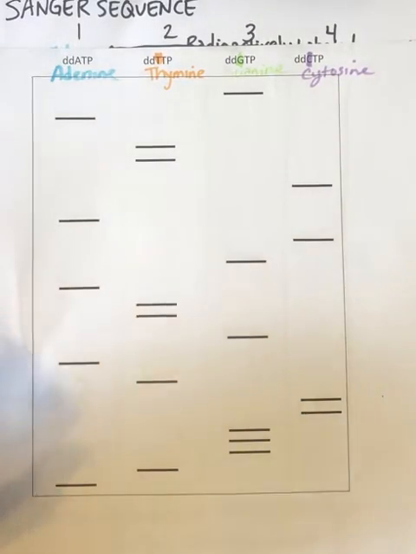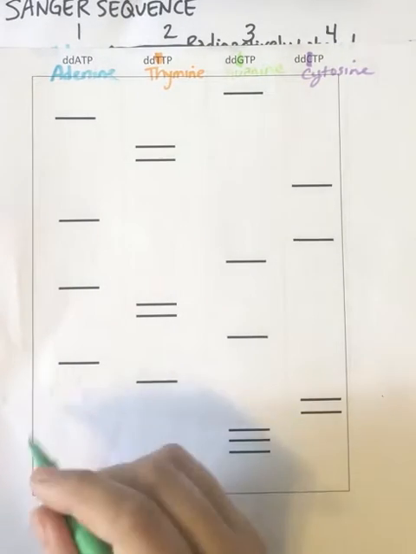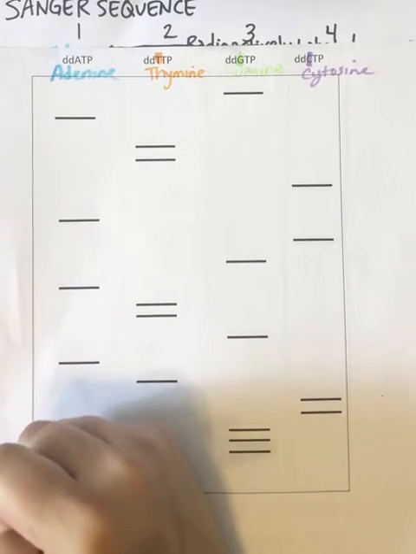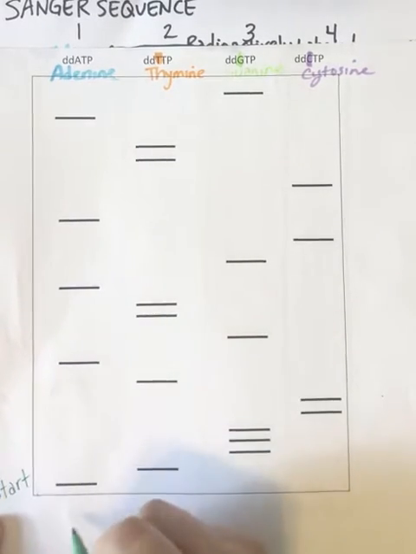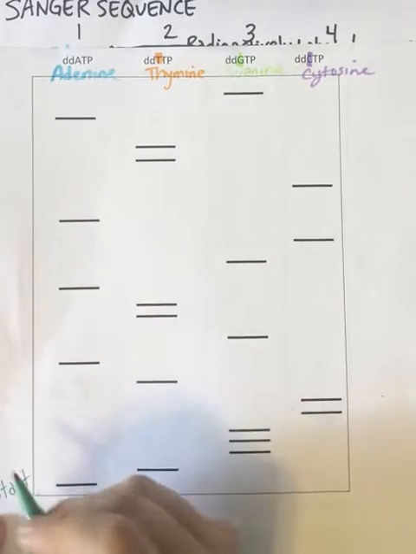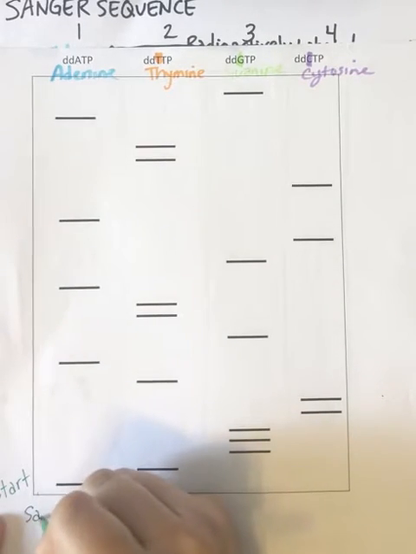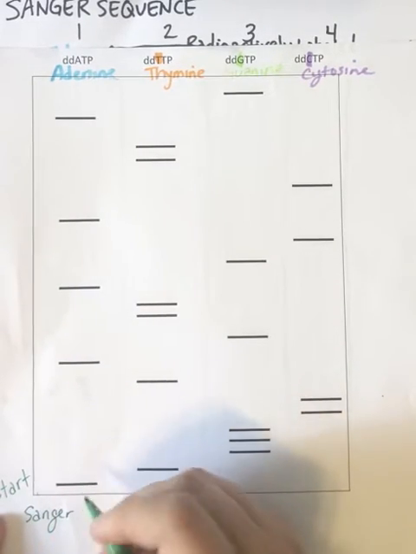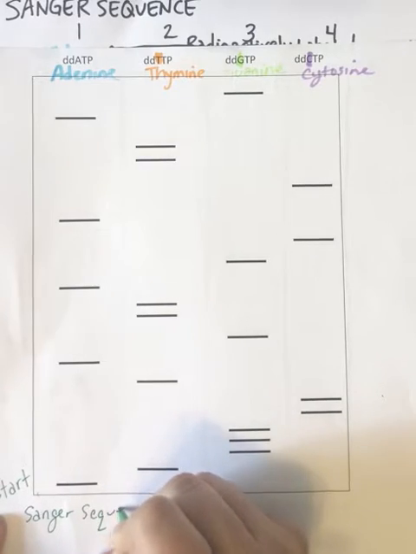So in order to determine the DNA nucleotide sequence of the DNA, this foreign DNA, you always start on the bottom right here. So you have to read the Sanger sequence. So the Sanger sequence always starts like this. You start on the bottom.